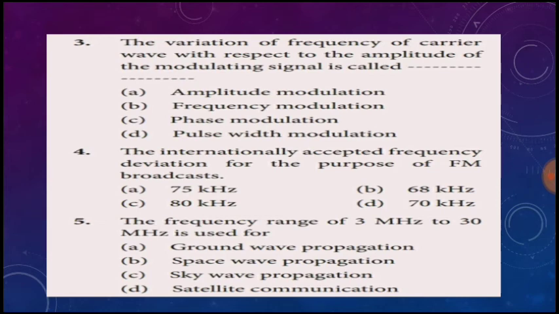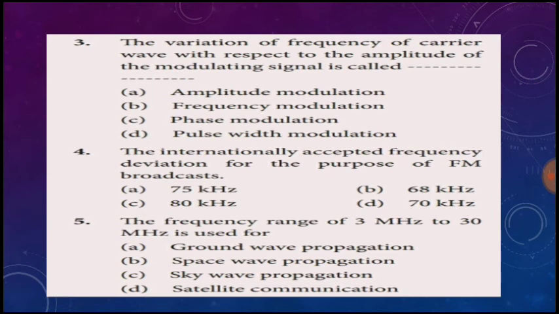And the fourth one, the internationally accepted frequency deviation for the purpose of frequency modulation broadcast. So which is the right answer? See the options. First one is 75 kilohertz. Second one is 68 kilohertz. Third one is 80 kilohertz. And the fourth one is 70 kilohertz. First one is the right answer, 75 kilohertz, right?